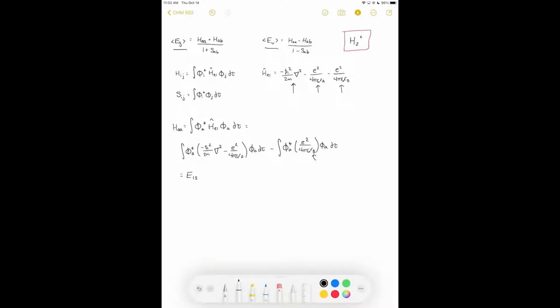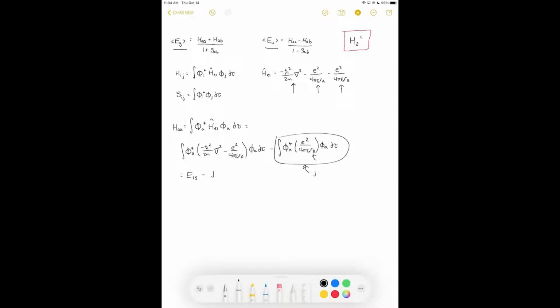And so what we do is we say that this HAA is equal to E1s minus J. And this J here is this whole integral. We just say that this guy is J. And we can see that everything in this integral is positive. So our J is positive. So when we subtract a positive number, that's going to lower the energy.